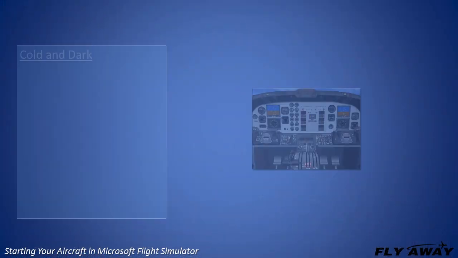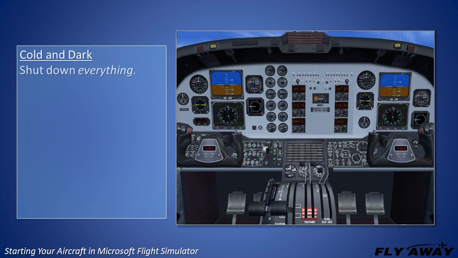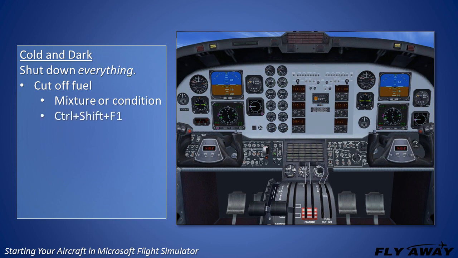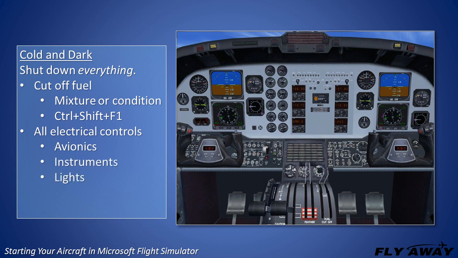To start cold and dark, you need to shut down everything. Cut off fuel with the mixture or condition lever, or use the standard keyboard command Control-Shift-F1. Then turn off all the electrical power that you can. These include avionics, instruments, and lights. Turn off every switch, knob, button that you can find. Some people recommend saving your flight and reopening it in the cold and dark condition.